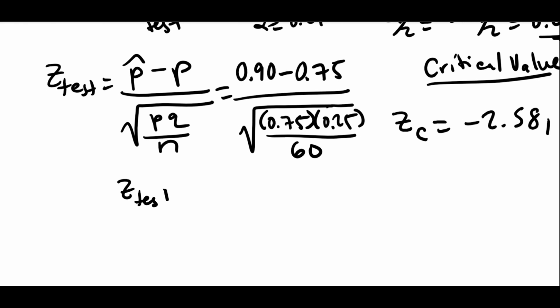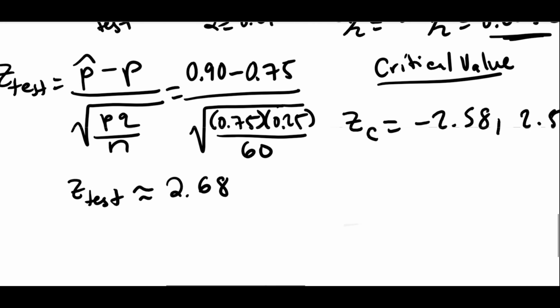And then we're going to go ahead and calculate that. I would highly suggest doing the numerator and denominator separately just to be on the safe side, if you're not comfortable with using the calculator, doing it all at once. So I get a z-test statistic of 2.68. Okay, so that's my z-test.